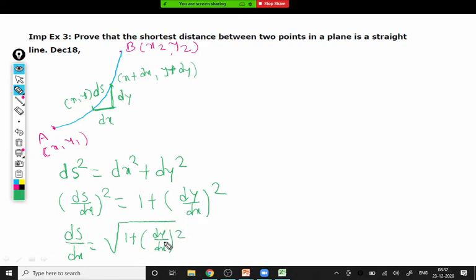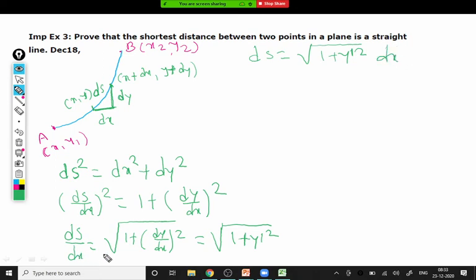Now this dy by dx, I'm going to write as y dash, because we use that notation in calculus of variations. So I'll say 1 plus y dash square. ds by dx is the square root of 1 plus y dash square. We actually want only the arc length s. So first, this equation gives us the value of ds: ds is equal to square root of 1 plus y dash square into dx, cross multiplying that dx.